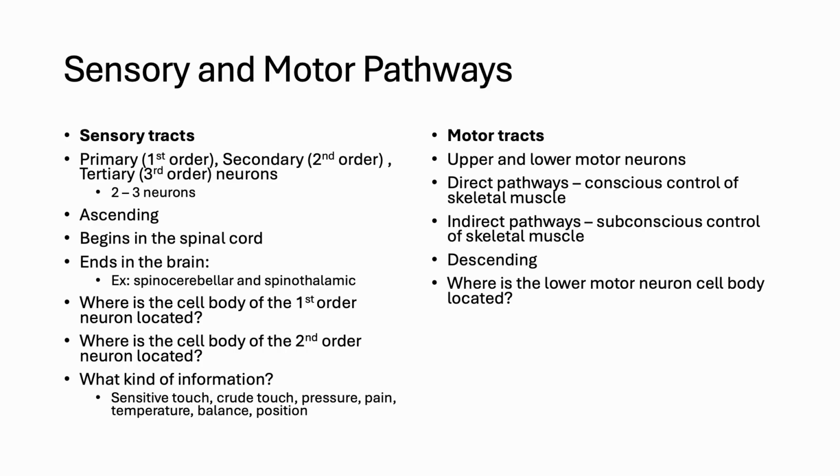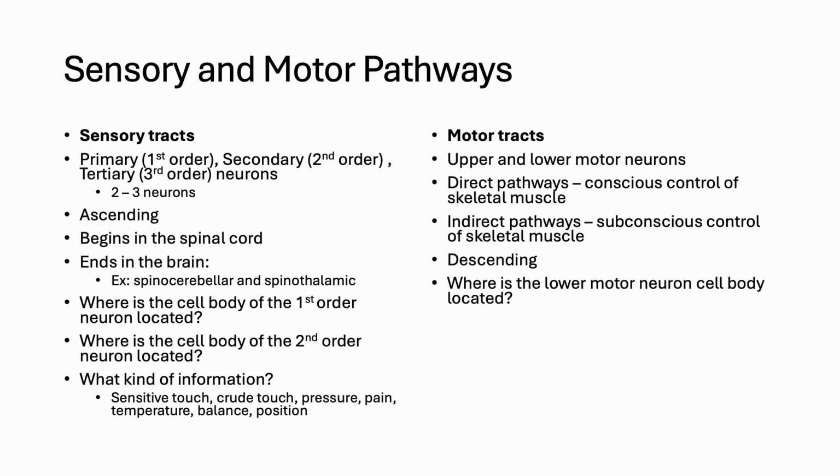Two examples of tracts or pathways that we're going to look at are the spinocerebellar and the spinothalamic. If we just look at those names, that tells us where each begins and where it ends. Spino is the first word, so it begins in the spinal cord. Cerebellar means it ends in the cerebellum. The spinothalamic begins in the spinal cord and ends in the thalamus. Now, the first order or primary neuron, because we're talking about sensory information, has its cell body in the dorsal root ganglion. That's where those cell bodies are from the receptors that are coming in.